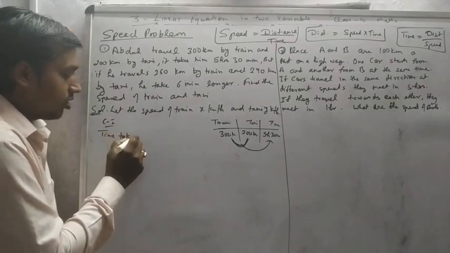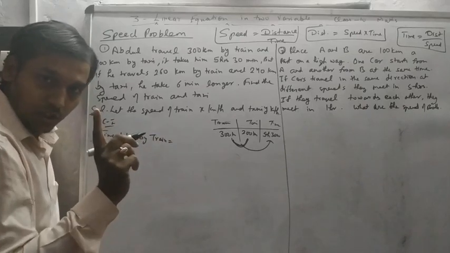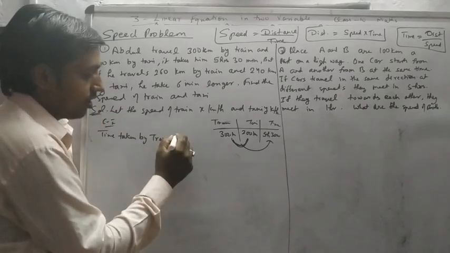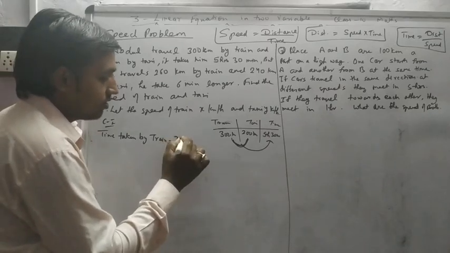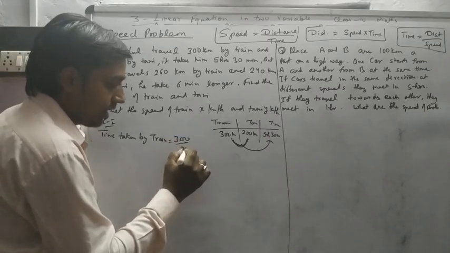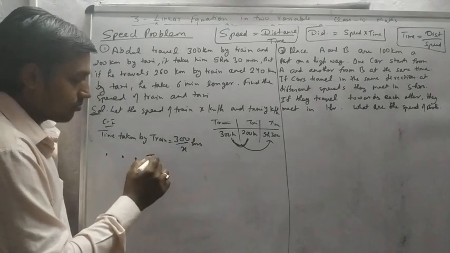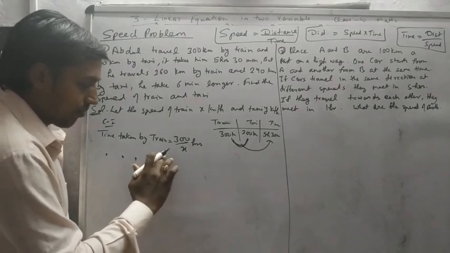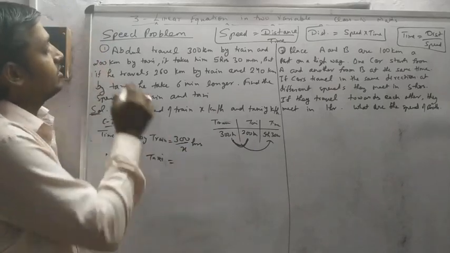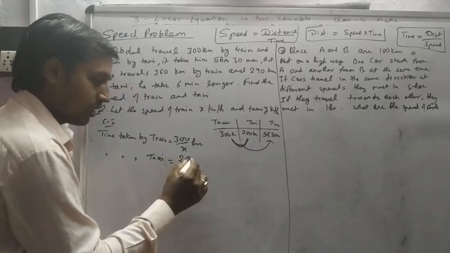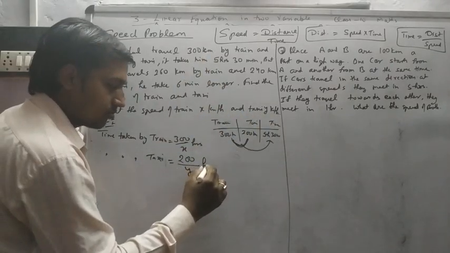Time taken by train. Time is equal to distance upon speed. Distance of train 300, speed of train x km per hour. Time taken by taxi, same, distance upon speed. Distance by taxi 200 kilometers, speed by taxi y kilometer per hour.